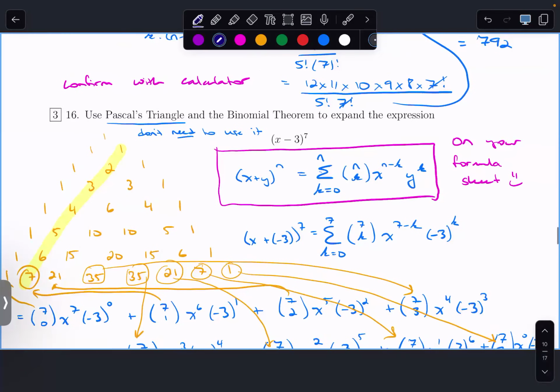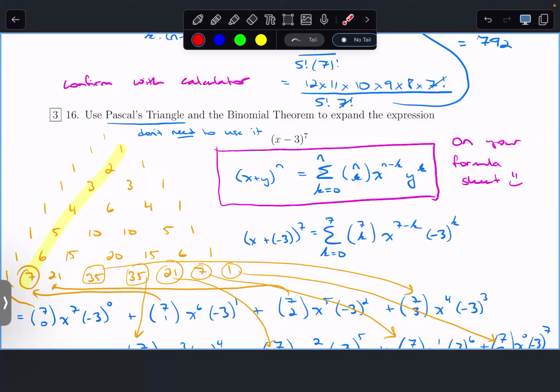Okay. So what the question will say is to use the binomial theorem, so you'll know. And the binomial theorem is on your formula sheet like this, or some version of it. X plus y to the n is the sum from k equals 0 to n of n choose k x to the n minus k y to the k. Okay, yeah, exactly like that.